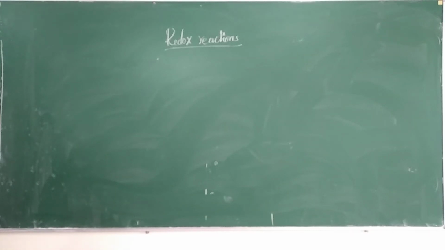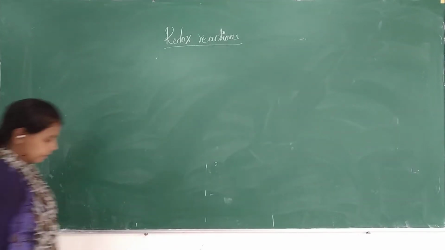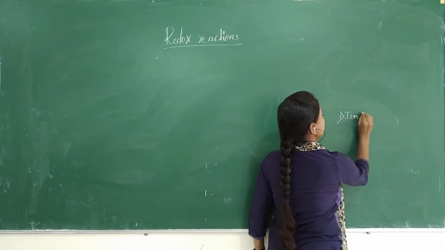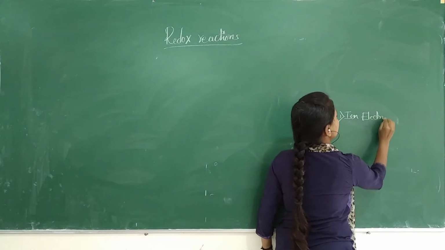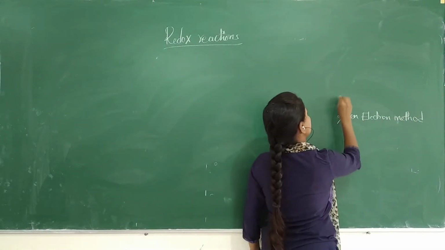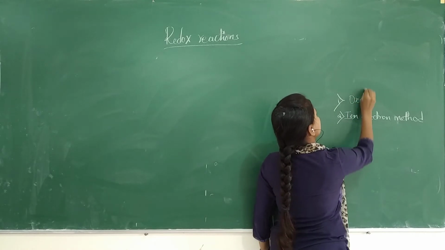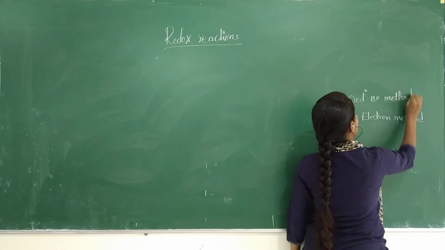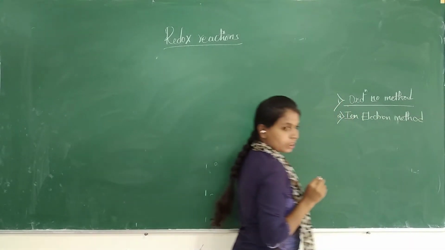So in the last class we were studying about balancing the redox reaction, and the redox reaction can be balanced by two methods. Which are those methods? Yeah, one is the ion electron method and the other is the oxidation number method. So by these two methods we are going to balance the redox reaction. Here we started with the oxidation number method.